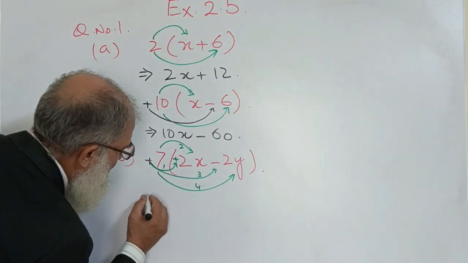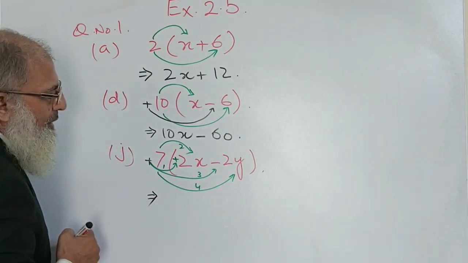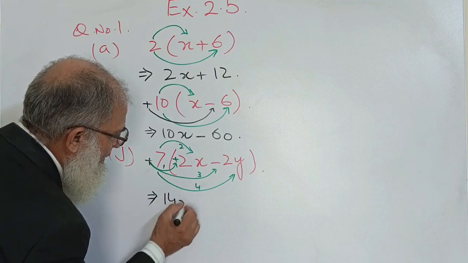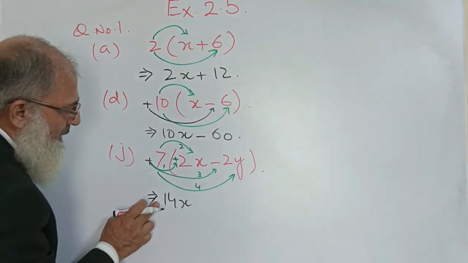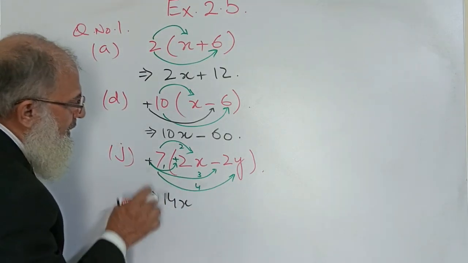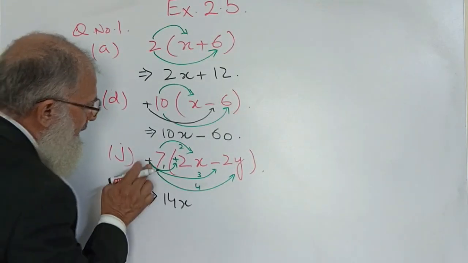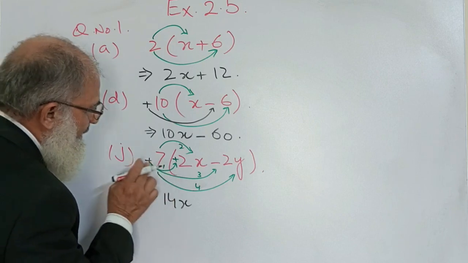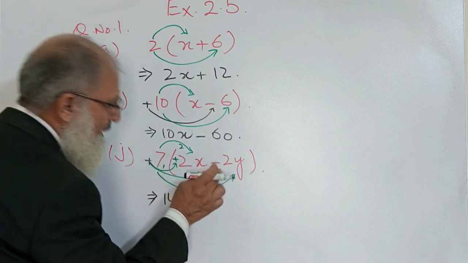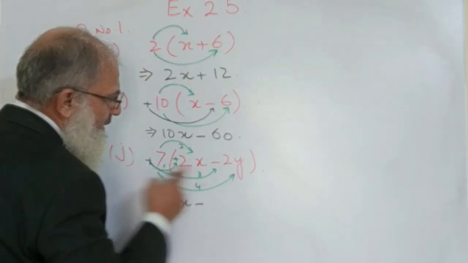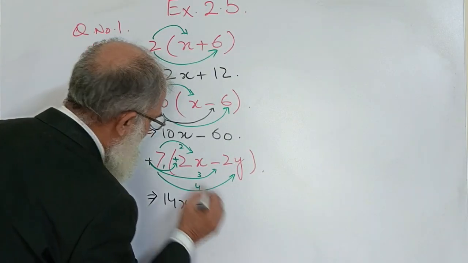Now let us solve it. Okay, 7 times 2 is 14x. The sign is positive. You see that the sign is positive over here. Now the second step, the third step is the sign. Now here it is positive, here it is minus. Minus sign will appear, and the last is 7 times 2, 14y.